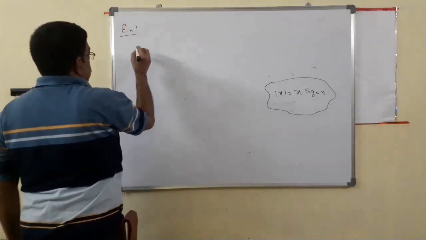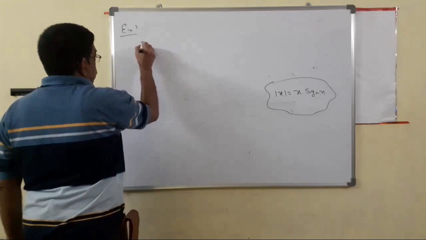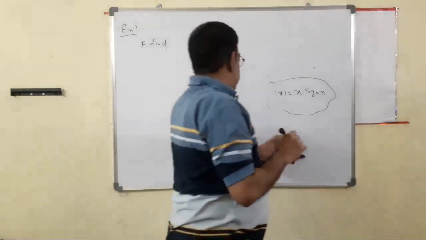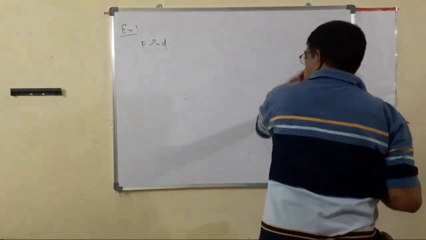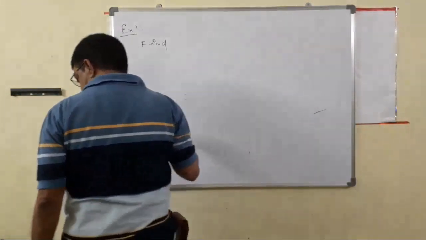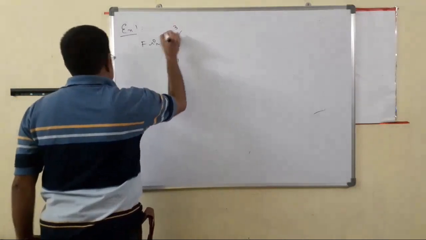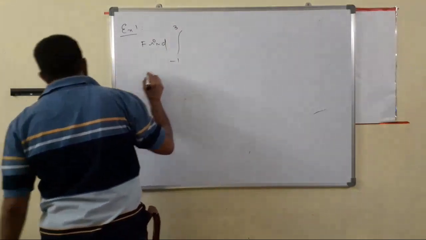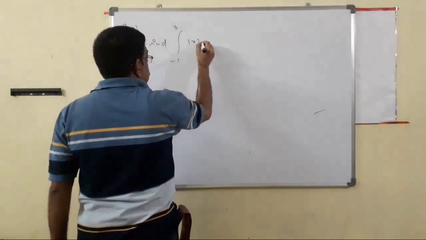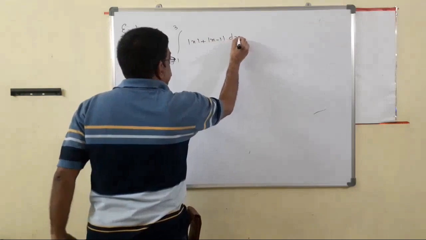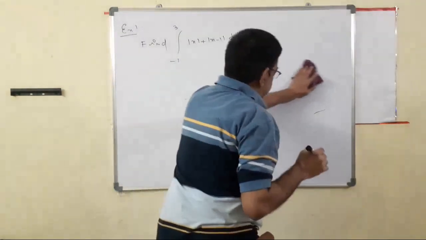Example 1. Be careful. Find the integral from minus 1 to 3 of mod x plus mod x minus 1 dx.